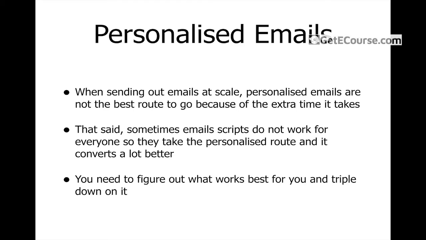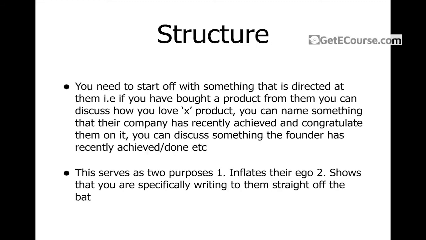Okay, now you need to figure out what works best for you and triple down on it. So whatever works best for you, triple down on it. Whether it works for other people or not, figure out what works for you and triple down on it. I can guarantee you one of these two routes, whether it be the script route or the personalized email route, one of them is going to work best for you. So you need to figure out what that is, and then from there you need to triple down on it.